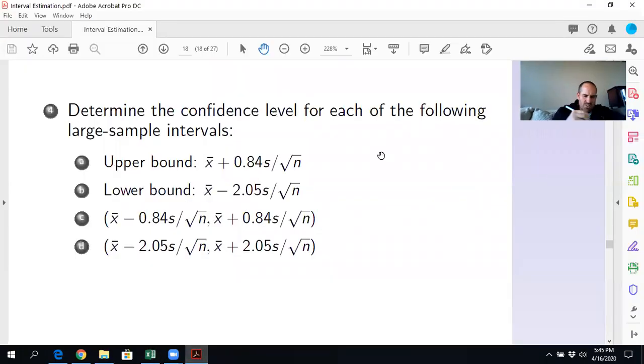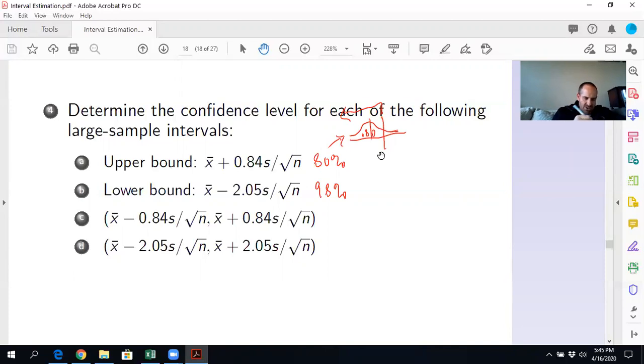So let's go back over here. This guy was 80%. This guy was 98%. And what about these other things? Well, actually, if you think about this, in this case, what did it look like? Below this thing, this was an upper bound. So below this thing, we had 80%.